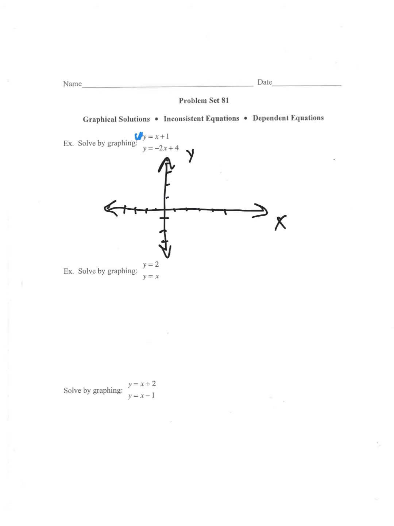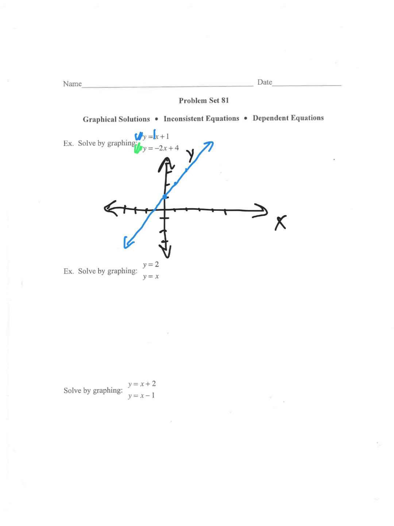I'll do it in blue, which is y equals x plus 1. So 1 is our y-intercept, so I know there's going to be a point there. And then the slope is actually a 1, because remember there's an invisible 1 in front of that x, which would be our slope, which means we'd go up 1 over 1. Connect these, and there's our line.